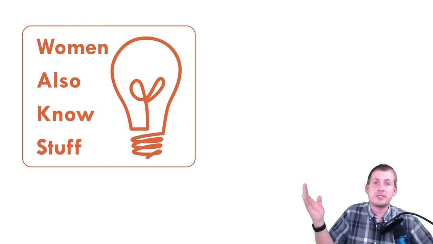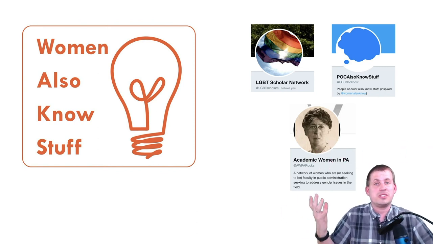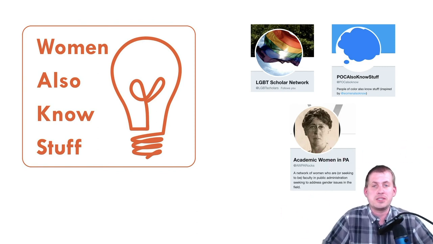So watch for that. There are also similar networks for other marginalized groups. There's the People of Color Also Know Stuff, the LGBT Scholar Network. In public administration specifically, there's an account for academic women in PA. So check those resources out and try to amplify their voices.